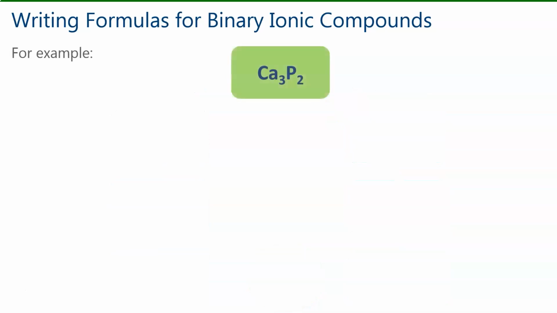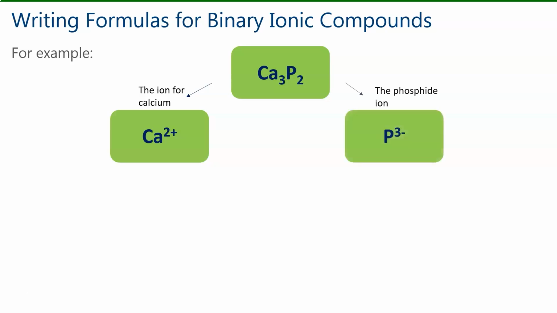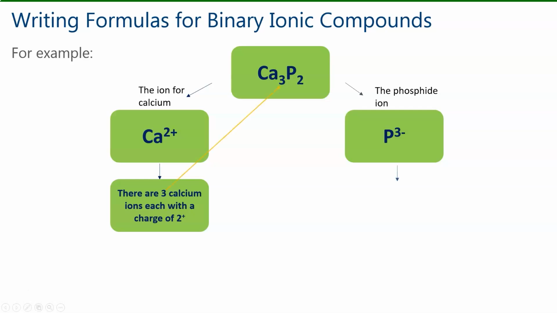Let's look at another example. This time we'll look at calcium phosphide. The ion for calcium has two positive charges, and the phosphide ion has three negative charges. We can see from our formula we have three calcium ions, each with a charge of positive 2, and we have two phosphide ions, each with a charge of negative 3.